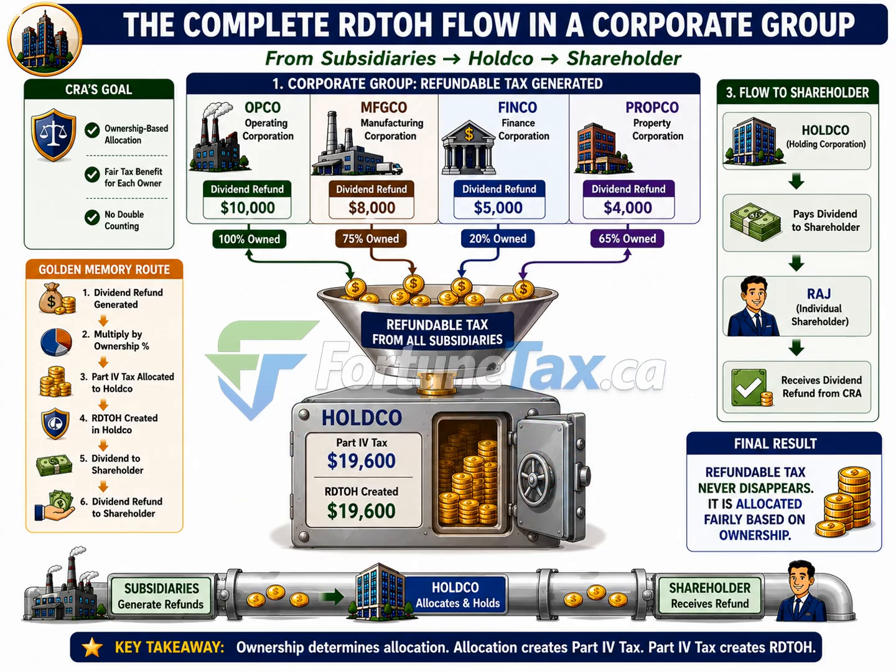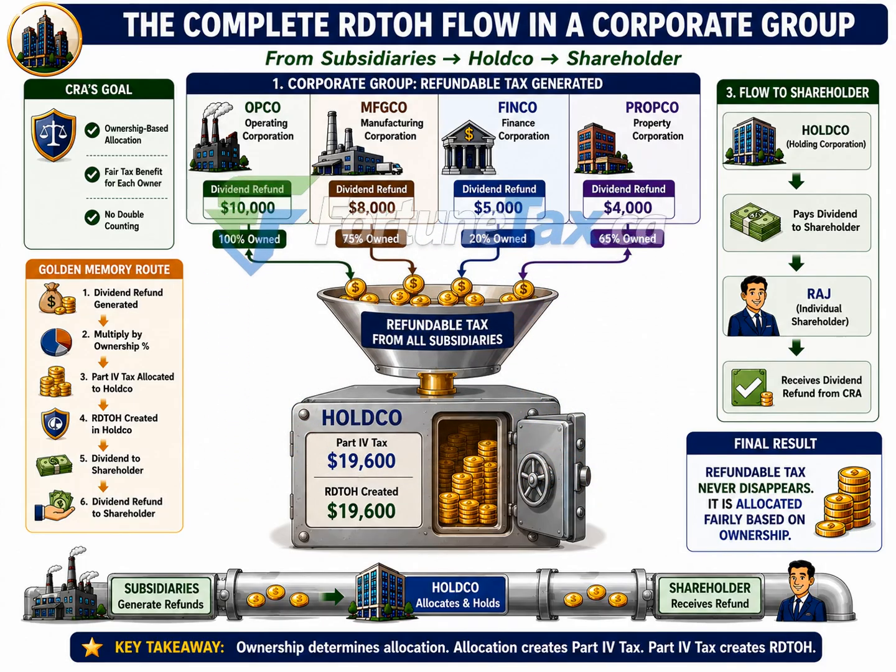The panel on the left summarizes CRA's objectives. First, ownership-based allocation. Second, fair tax benefits for each owner. And third, no double counting of refundable tax. Those three goals are the reason the allocation rules exist. The final result shown on the right side of the slide captures the most important lesson of the entire chapter. Refundable tax never disappears. It is allocated, it is tracked, and it moves through the corporate structure according to ownership interests. The golden memory route provides a simple sequence to remember.